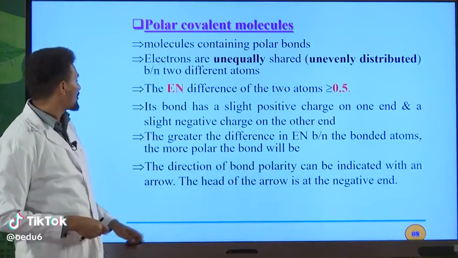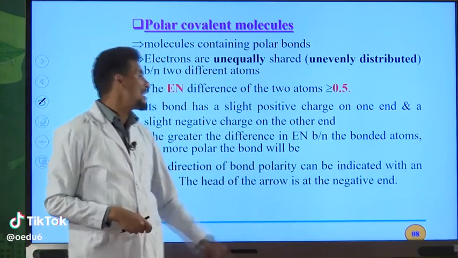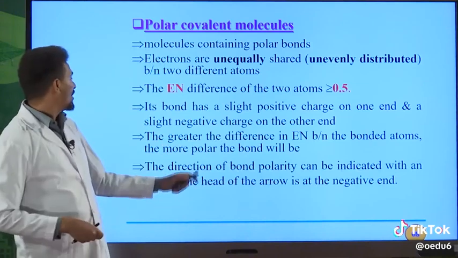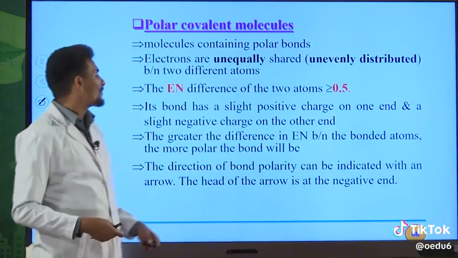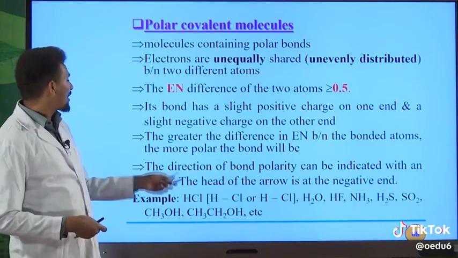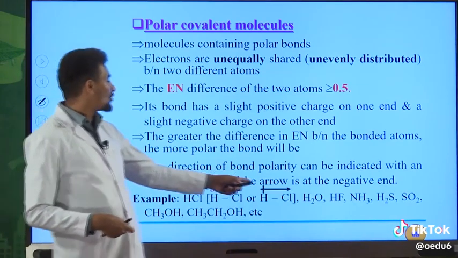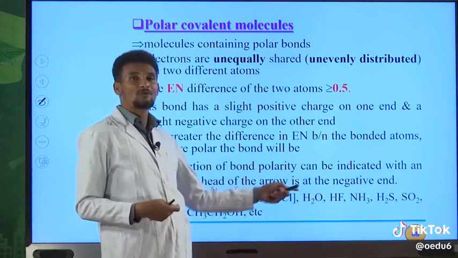also increases. The direction of the bond polarity can be indicated with an arrow. The head of the arrow is at the negative or the more electronegative atom. Therefore, we can represent it by an arrow. I already told you about that one. For example, in the case of hydrogen chloride.